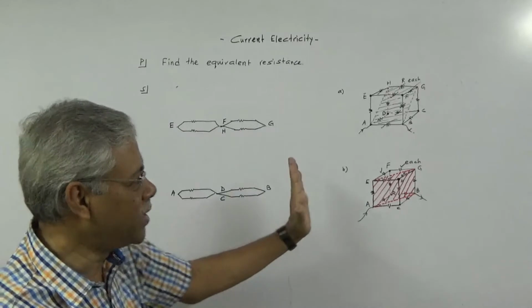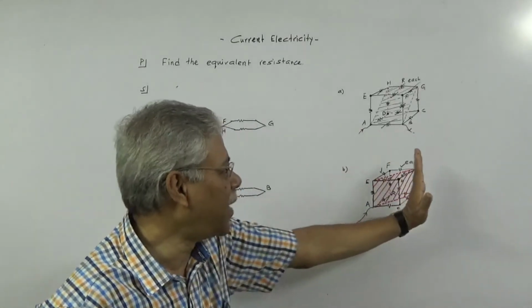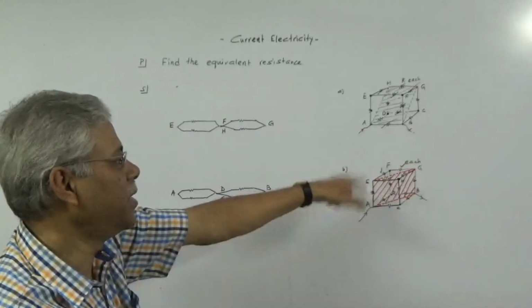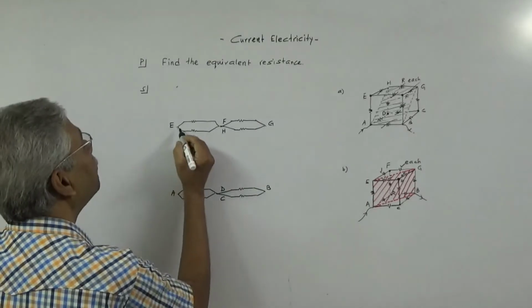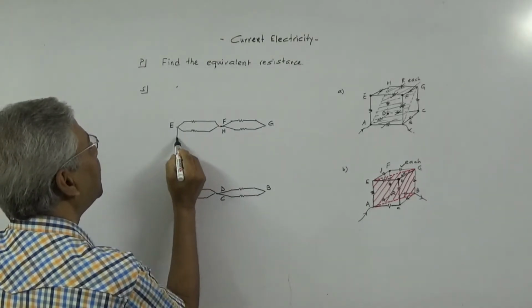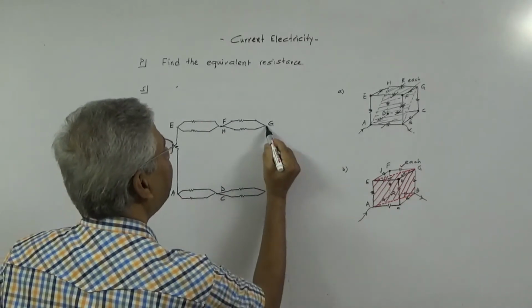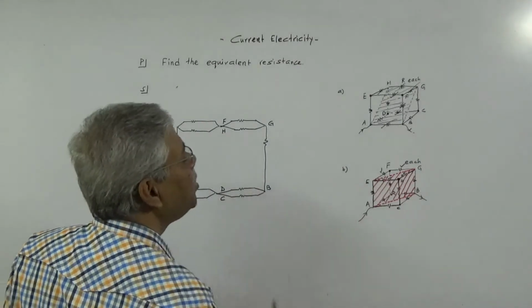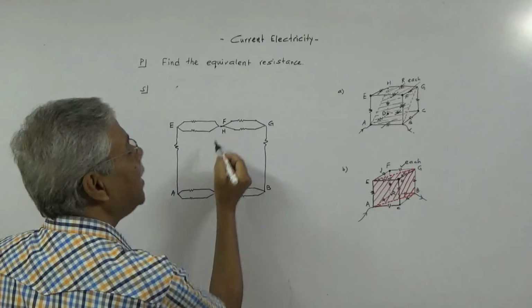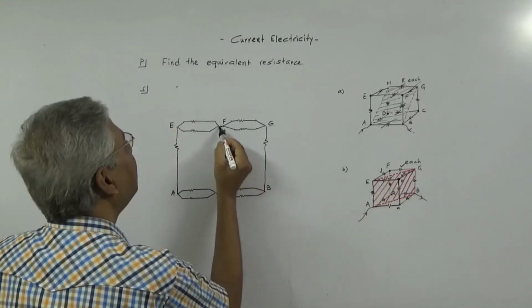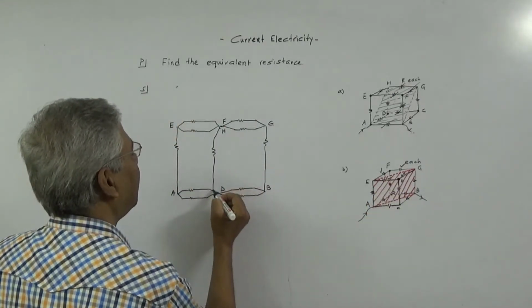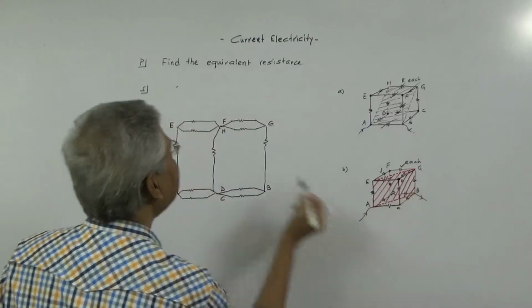Now I will draw the resistors along the vertical edges of this cube. E and A, G and B, F and D, H and C.